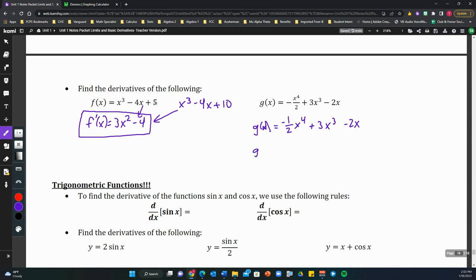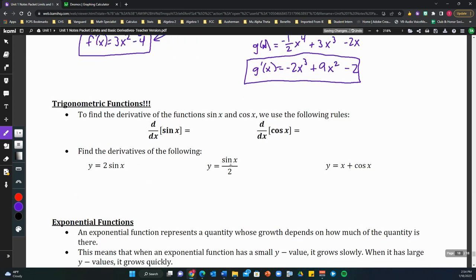So now taking the derivative, I get -1/2 times 4 leaves me with -2x cubed. 3 times 3 gives me 9, and the new power is x squared. And then this linear term turns into a constant of -2. And that is my derivative.